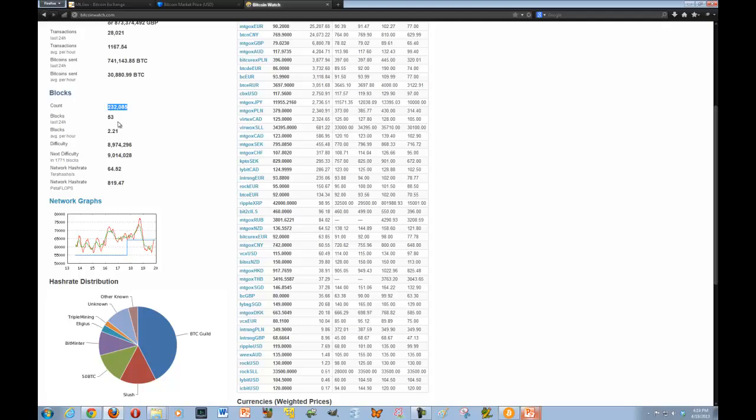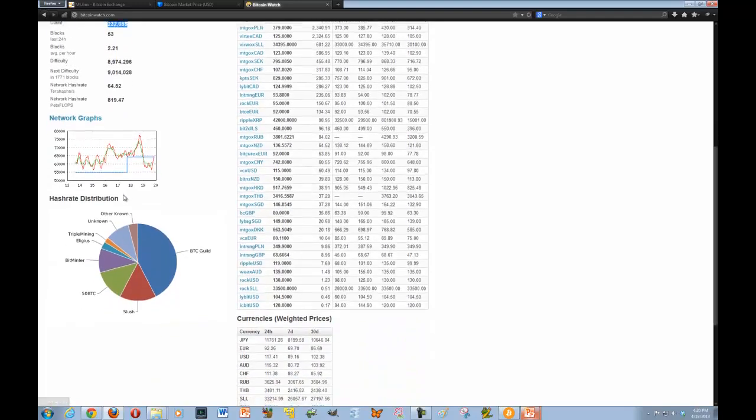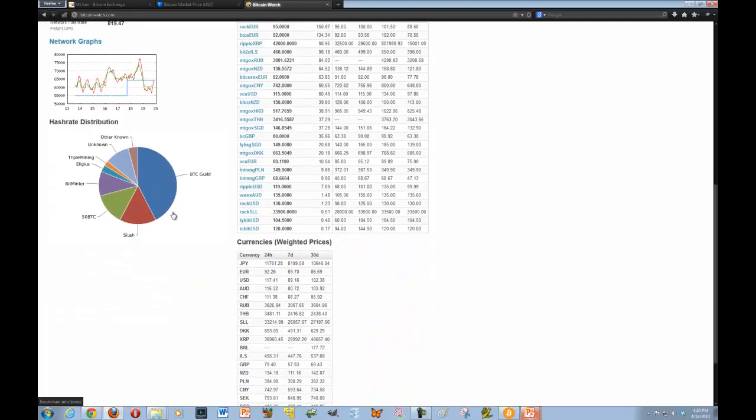how many blocks have been made over the last 24 hours, the average block difficulty, the average blocks per hour, the difficulty, the next difficulty, and so forth. And then some statistics about the network hash rate, as well as the hash rate in terms of petaflops. Then you can also see the hash rate distribution. So these are major mining pools like BTC Guild, 50 BTC, Bitminer.